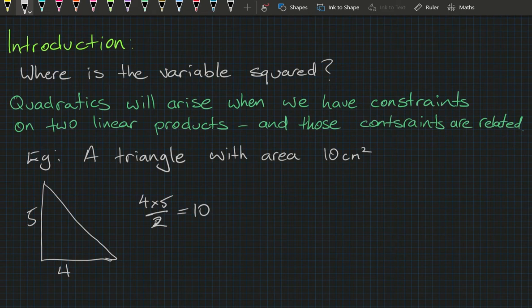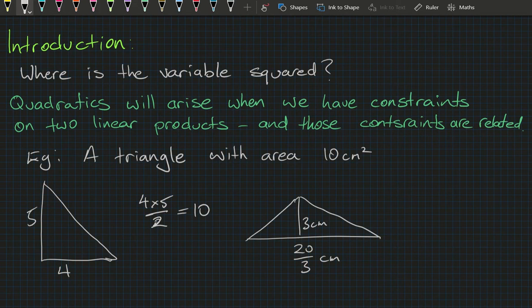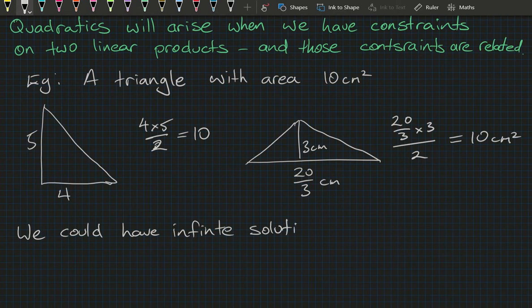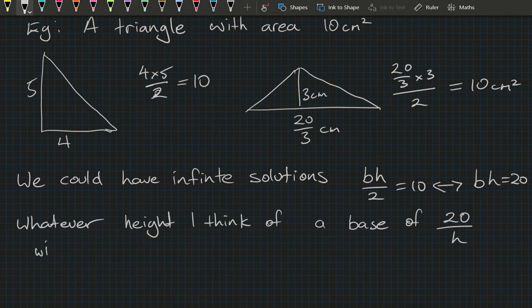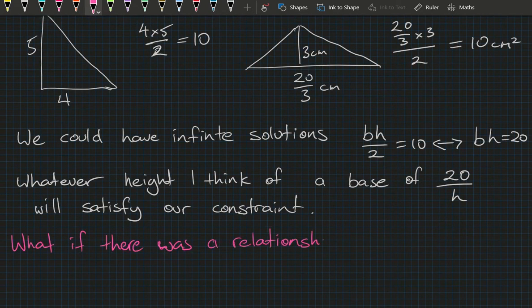But I could also draw one that has a base of 20 divided by 3 centimeters and a height of 3 centimeters. And of course this one's area is 20 divided by 3 times 3 divided by 2, which is just equal to 10 centimeters squared. So in the end, we could have infinite solutions, as long as base times height divided by 2 equals 10, i.e. base times height is equal to 20. So you can see what I did in the second triangle there. Whatever height I think of, if I make a base of 20 divided by that height, this will satisfy our constraints.